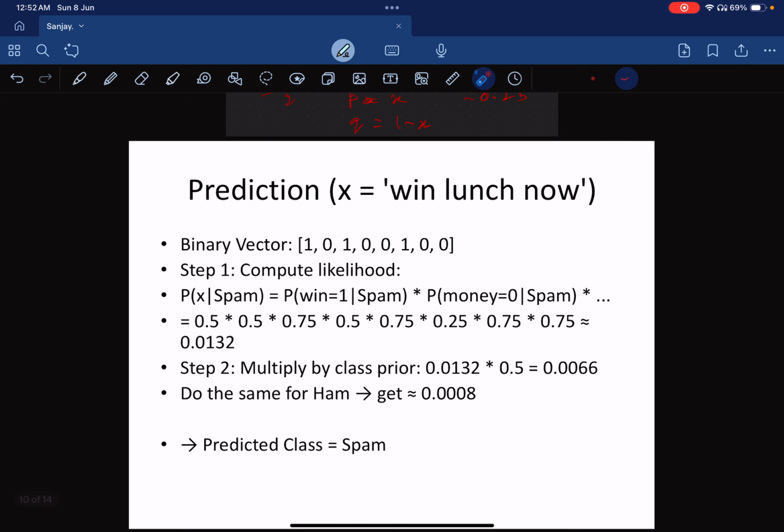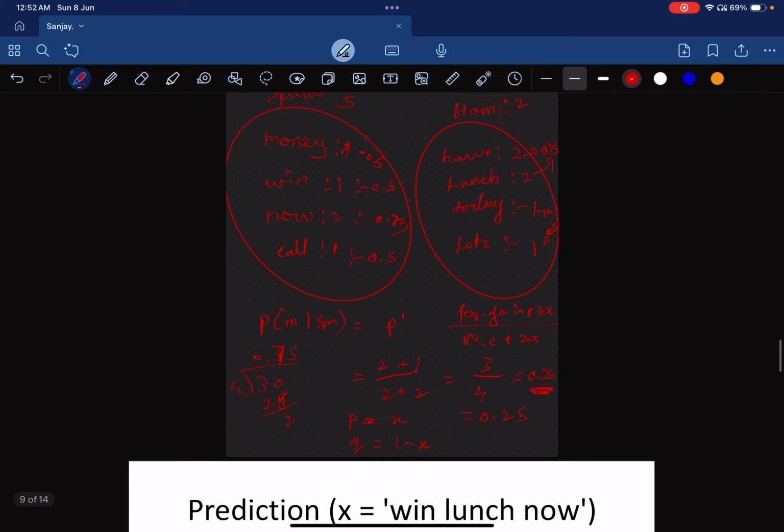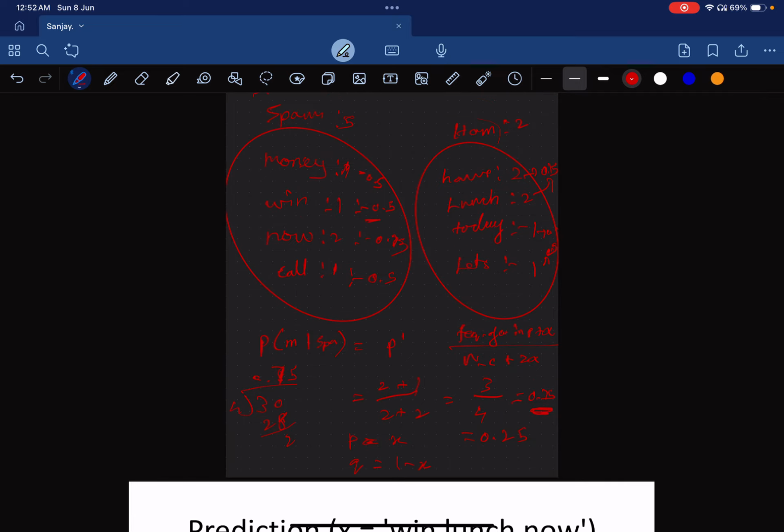After finding this array, we use the pre-computed values. Win occurs in the message, so we put 1. After putting these values, we find the probability for each class. Let's take them one by one. The probability of win equal to 1 means it needs to be present in that class. In the spam class, we found that the probability of win being present is 0.5.